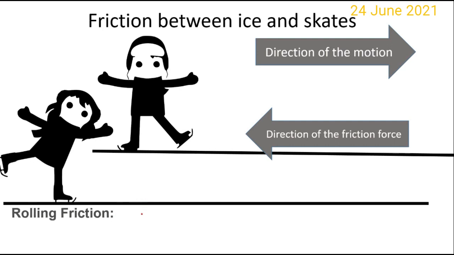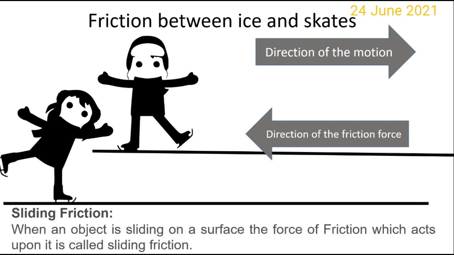Again, slight change in the definition. So the definition of sliding friction is when an object slides over another object, that is the ice surface here, then the friction which is acting here is called sliding friction. Simple definition. When an object rolls, it's rolling friction, and when the object slides, then the friction which acts upon that object is sliding friction.